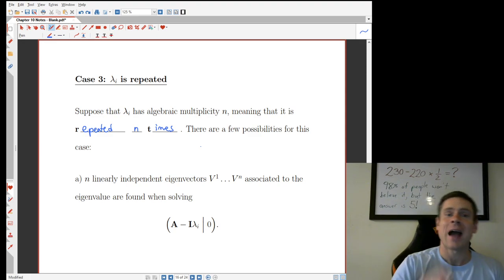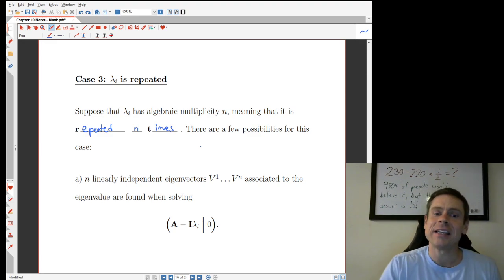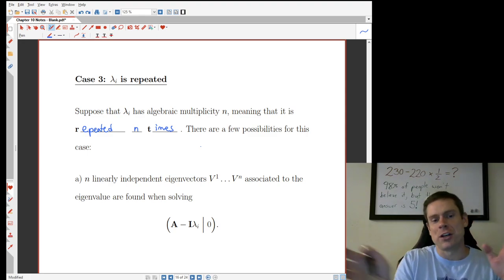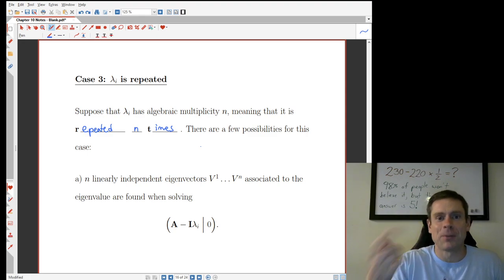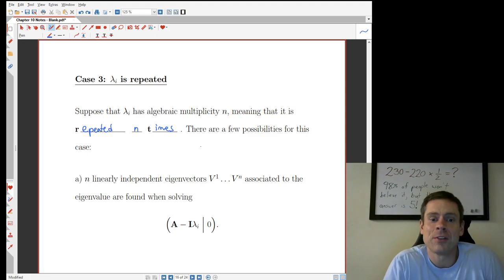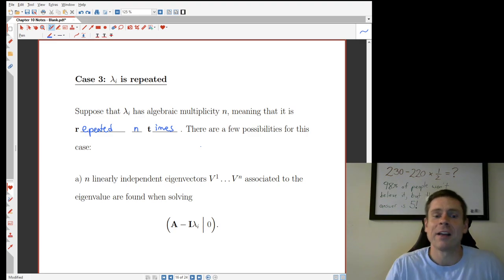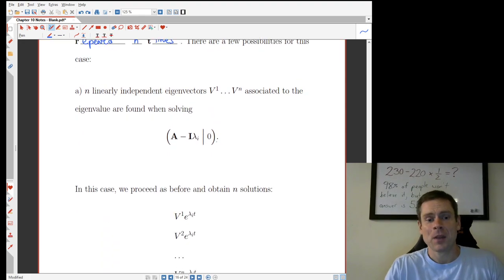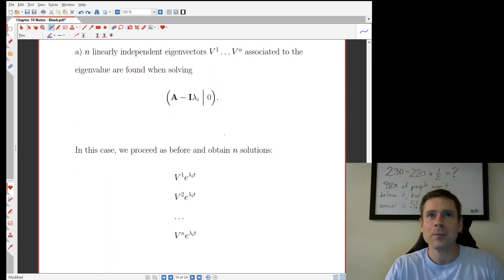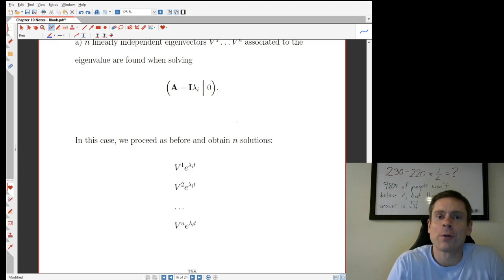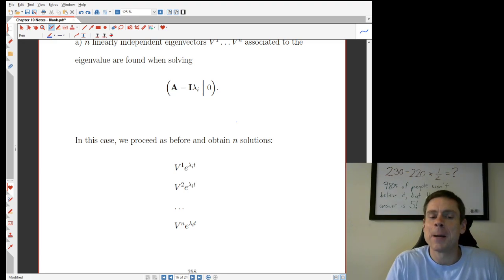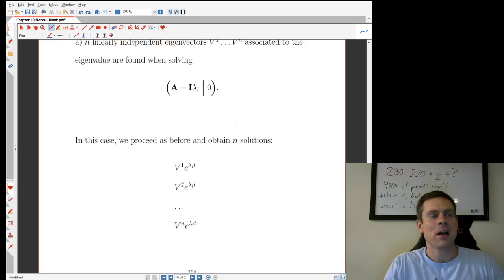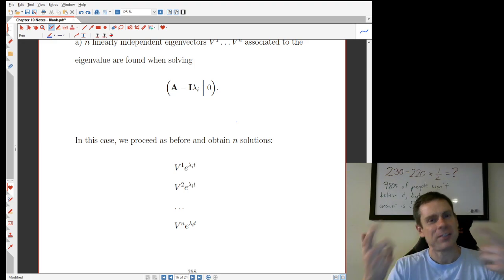The first is that you're actually able to find n linearly independent eigenvectors. So you're able to find enough different eigenvectors to fill up the solution space while solving the usual equation that we do when finding eigenvectors. In that case, you're going to get nothing more than the straightforward exponentials that you always would have. And it's kind of interesting because that means you're going to have two different parts of your solution that have the same solution form.